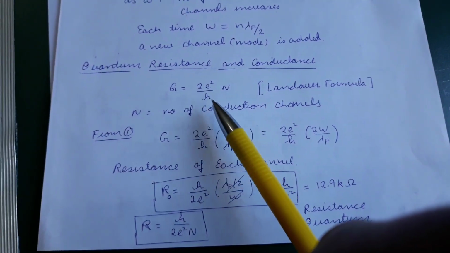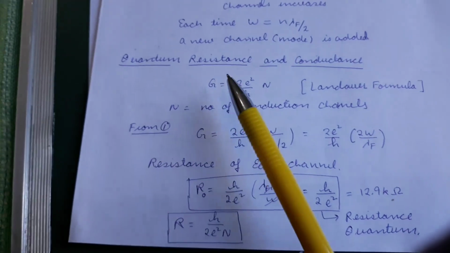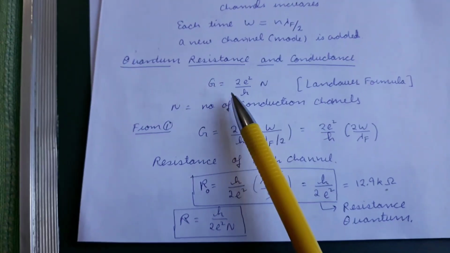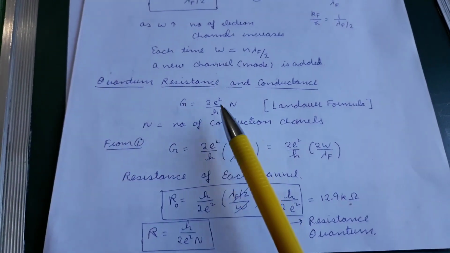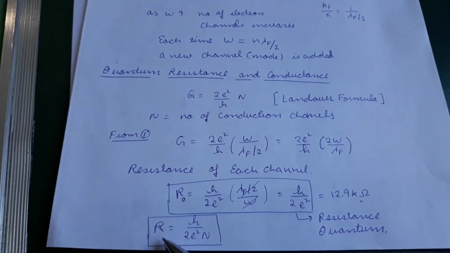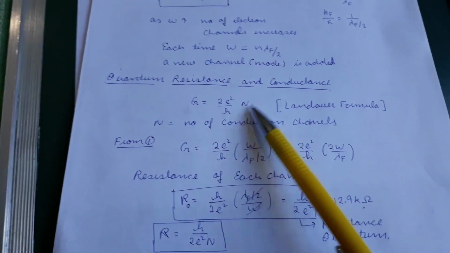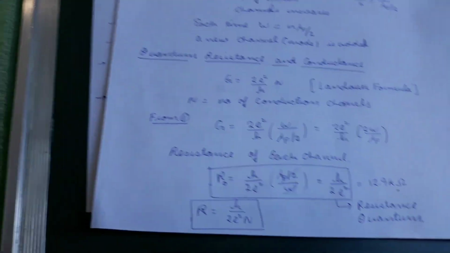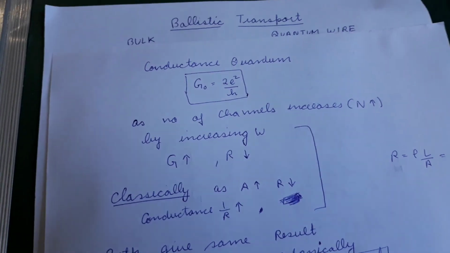Similarly, 2e square upon h, the minimum number available for conductance, will be the conductance quantum, and for the resistance it will be the resistance quantum. Subsequently, as n increases, G will also increase in multiples of 2e square upon h, and R will decrease. Conductance is given by 2e square upon h into n, and resistance is given by h upon 2e square into n. So we see that conductance and resistance both are quantized, and the quantization factor will be 2e square upon h.